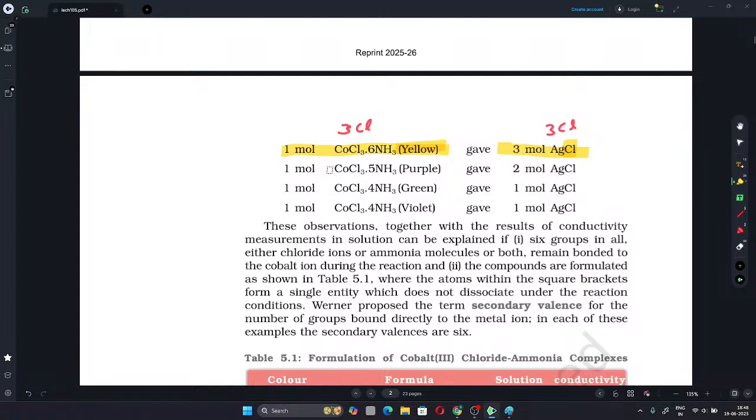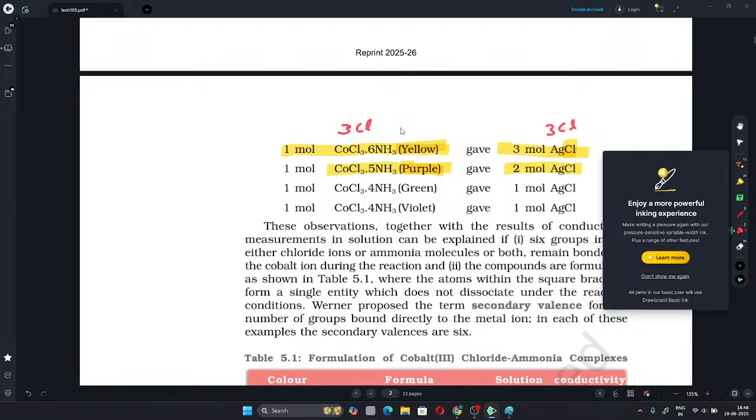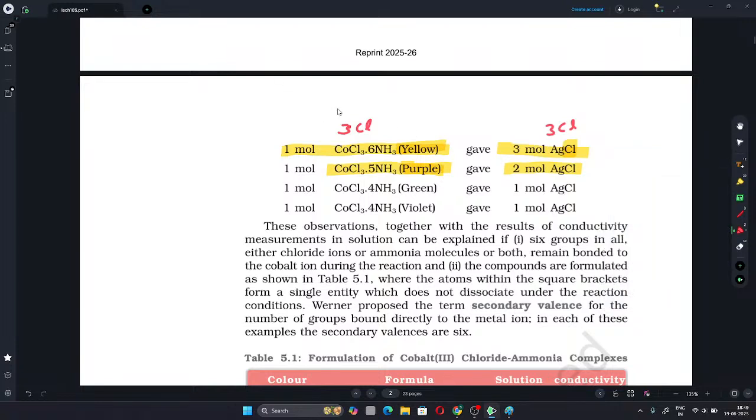1 mole of CoCl3 and 5 NH3. This is a purple color solution. In this case, we see that only 2 moles of AgCl was precipitated. Here, we took 1 mole of CoCl3, which will have 3 chlorine. Here, we only got 2 mole of AgCl, which only refers to 2 Cl. The 1 Cl will remain as a coordinate compound inside the solution.